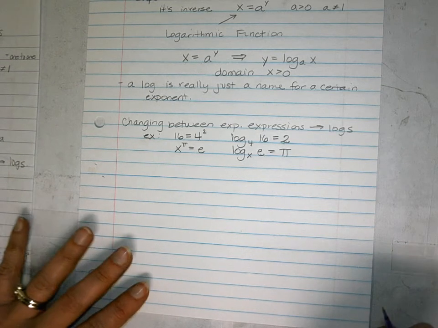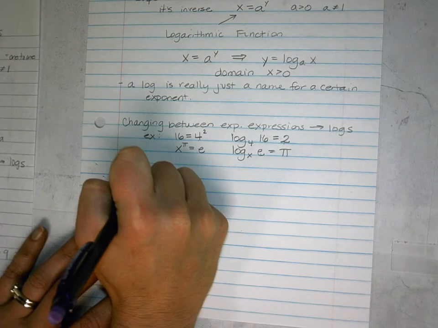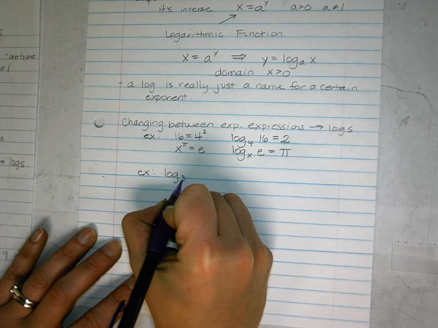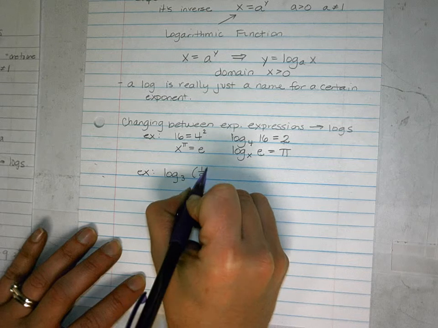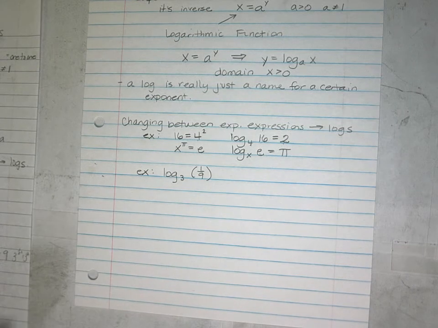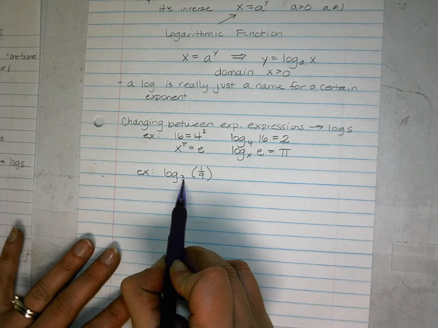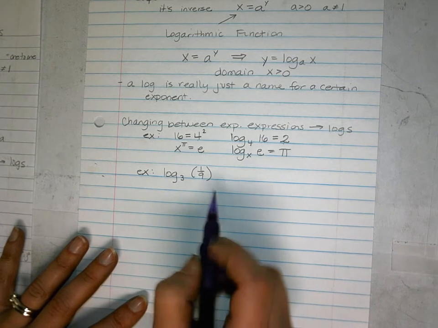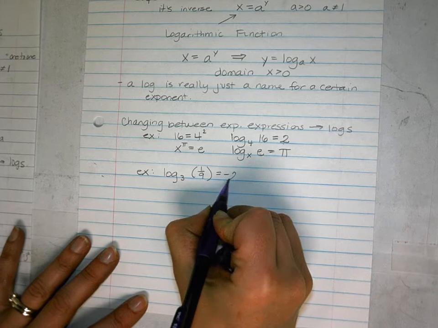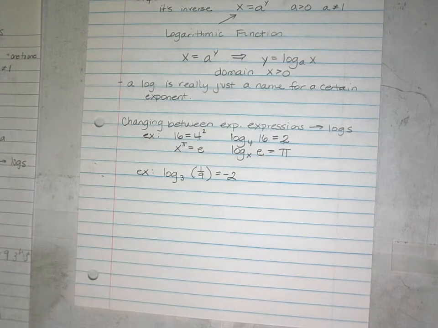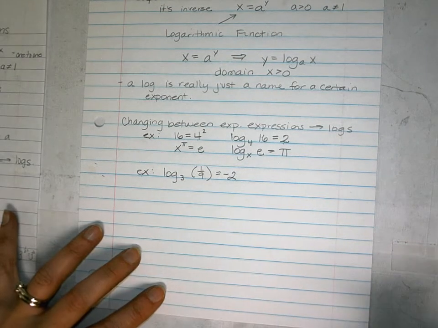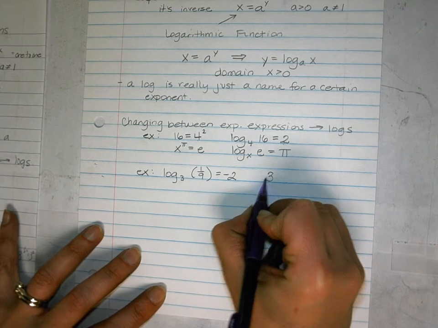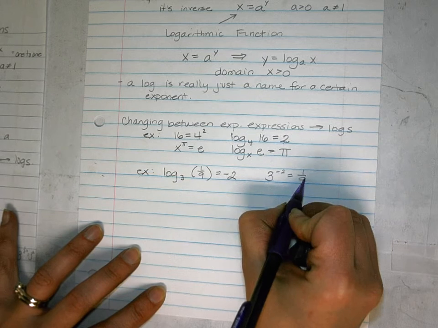So one of the things then you're going to be asked to do is to evaluate some logs. So just to review evaluating logs. So log base 3 of 1/9. And they're asking you, what does that equal? Well, this is saying 3 to what power? Oh, actually, I guess they're not asking you to even evaluate this yet. I'm asking you to write this into an exponential expression. So this is in logarithmic form. To write it into exponential form, it would be 3 to the negative second power equals 1/9.